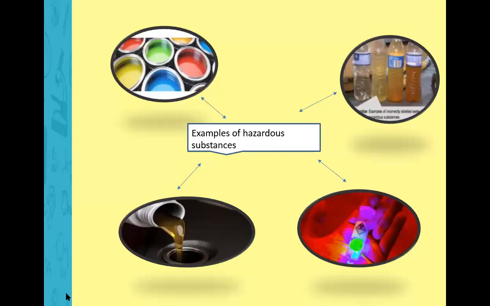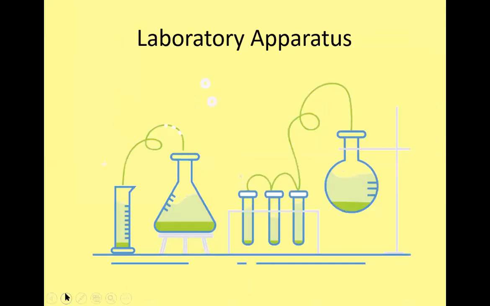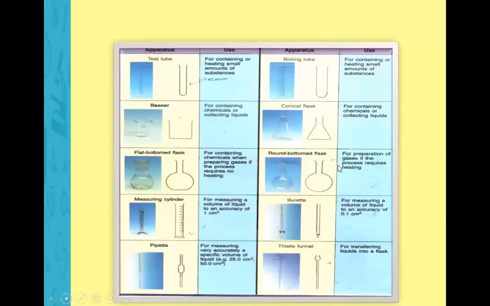Now let's move to the next topic, that is the laboratory apparatus. What are the laboratory apparatus? These are the apparatus which help us to carry out the experiment successfully in the laboratory. This table is also taken from your book. This is table number 1.3. It is on page number 9 and 10.